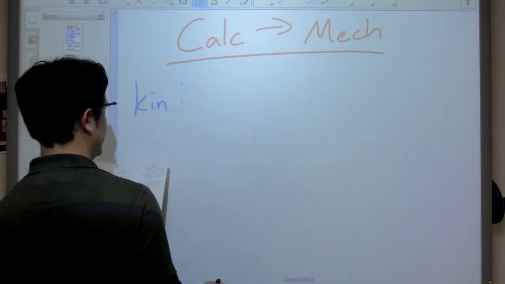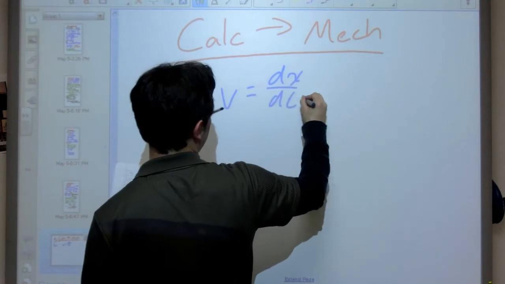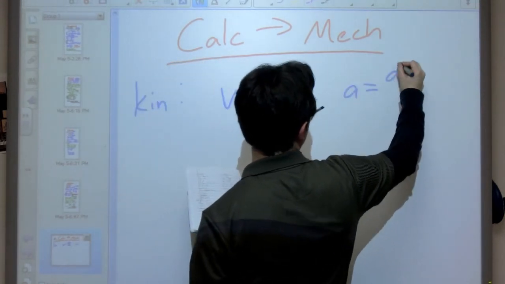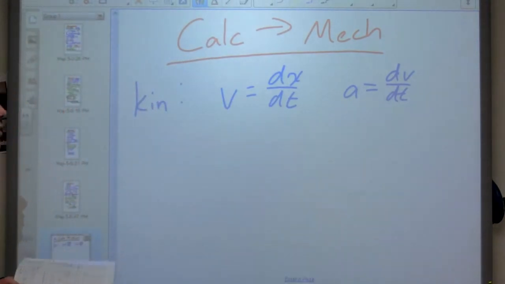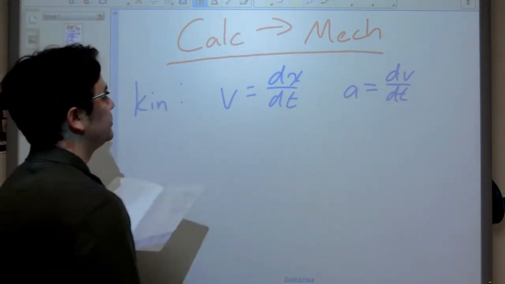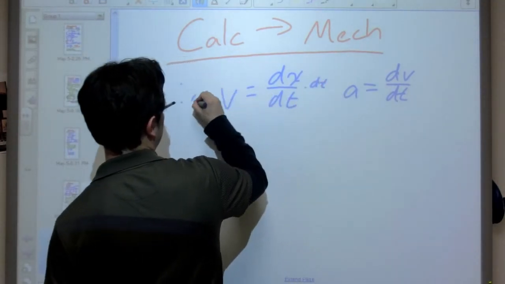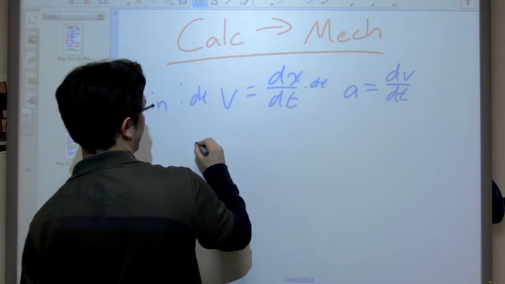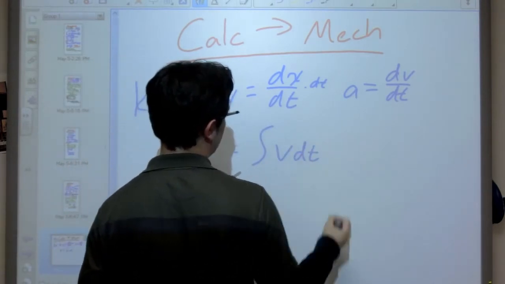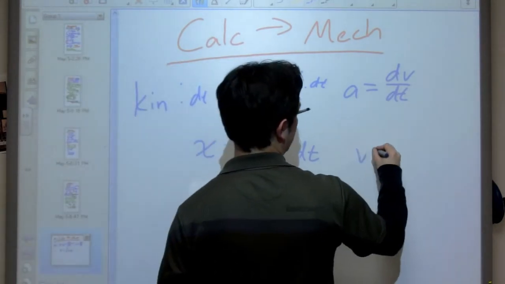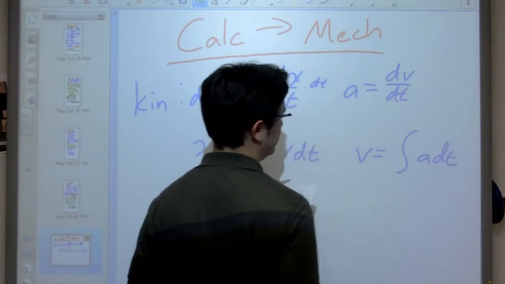Alright, so for kinematics, simply v equals dx/dt. And acceleration equals dv/dt. Be familiar with those. These guys are kind of the key to doing a lot of that. Technically, if you're familiar with it too, doing separation of variables, we can do dx equals v dt, and we end up with x is going to be equal to the integral of v dt. And v is going to be equal to the integral of a dt.